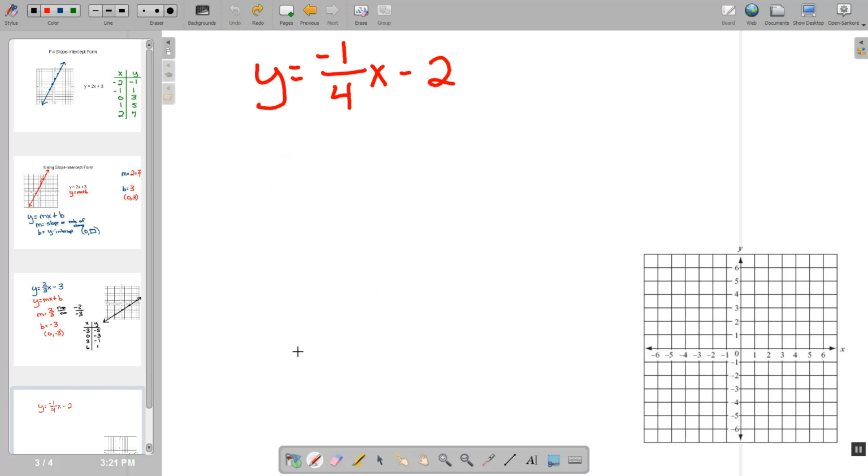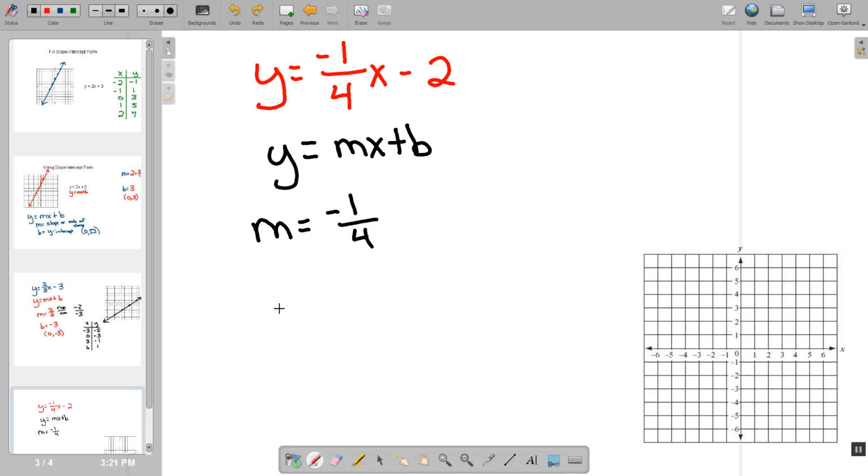Let's do one more. If we're in our form y equals mx plus b, like we've been doing before, that means our m value is right here, or negative 1/4. Our b value is right here, so negative 2 or 0, comma, negative 2. And now we have everything we need to graph. I graph the b value first, the beginning value, at 0, negative 2, right down there. And now I graph our slope, which is rise over run.